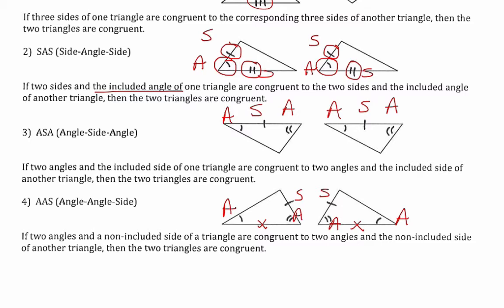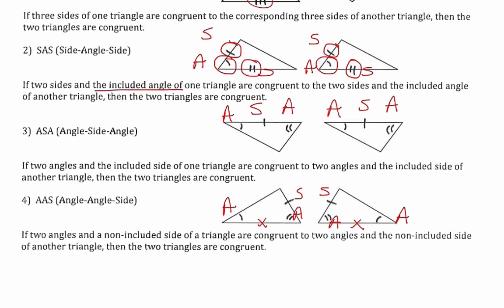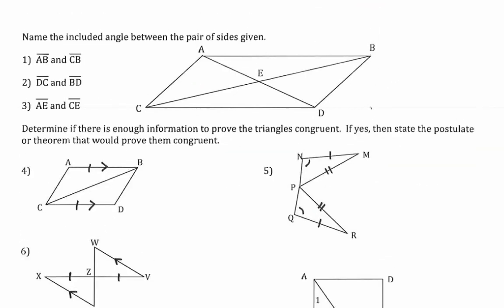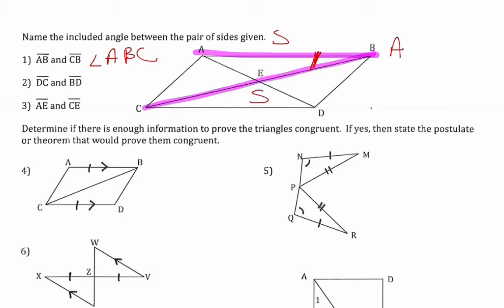So what I want to show you are some examples on how we use that. But before we do, I want to make sure you understand this idea of included angle. For example, if I'm looking at side AB and I'm looking at side CB, the included angle is the angle that would connect those two sides, which in this case would be angle ABC. So if I was doing a side-angle-side, I would say side, then the angle, then the side, because the angle has to be included. So make sure you understand that idea of included angle.